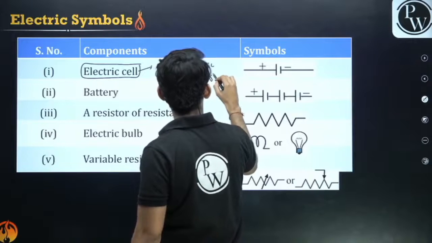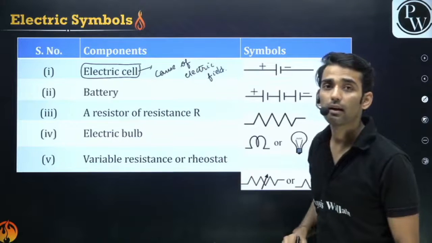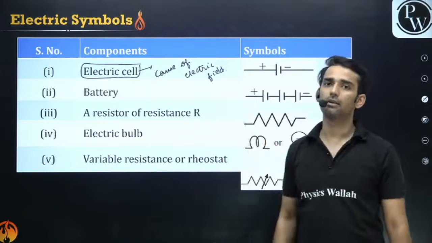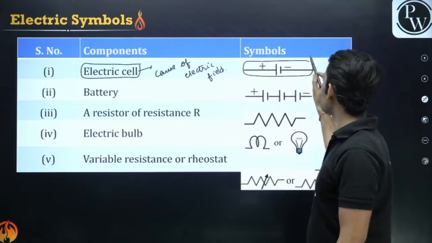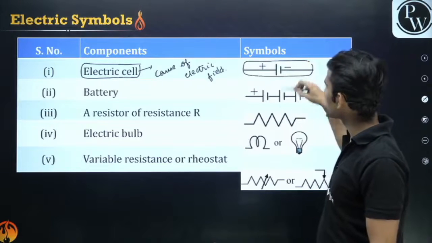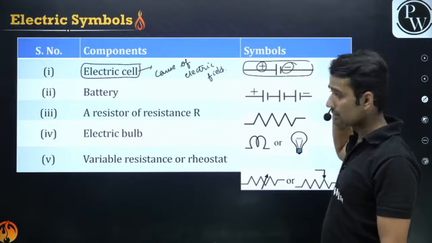Obviously, you won't get any current if you don't put the battery in the circuit. Why? Because the battery creates the potential difference, and it is denoted by this. We have two terminals, one bigger than the other. The bigger one is positive, and the shorter one is negative.